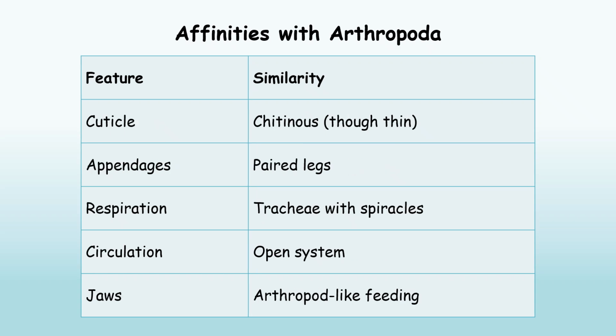Coming to affinities or similarities with the phylum Arthropoda, starting with the external body covering, that is the cuticle, which is present in arthropods as an external exoskeleton. Even in Peripatus, though the cuticle is not that thick, a thin chitinous layer is present. The cuticle is basically chitinous in nature, right?